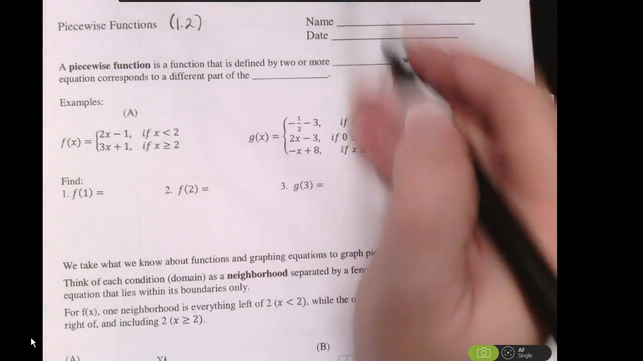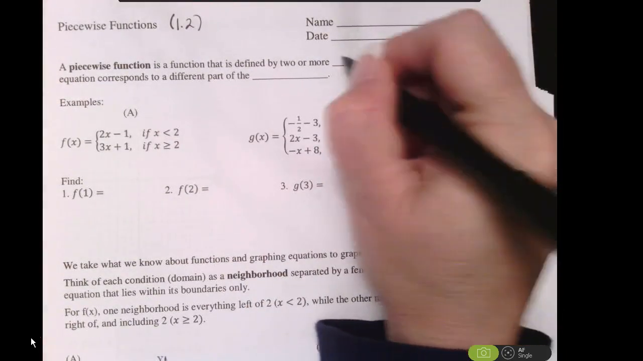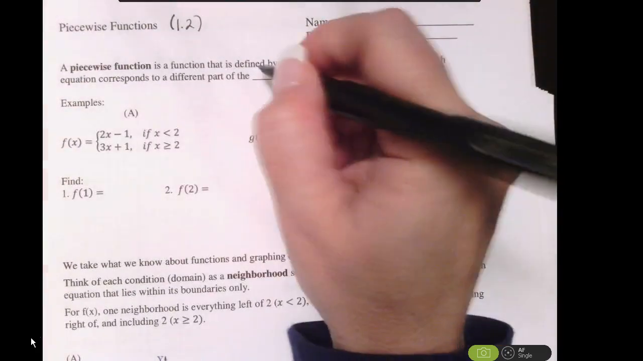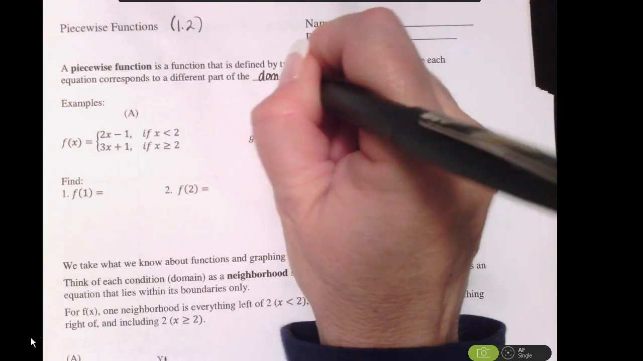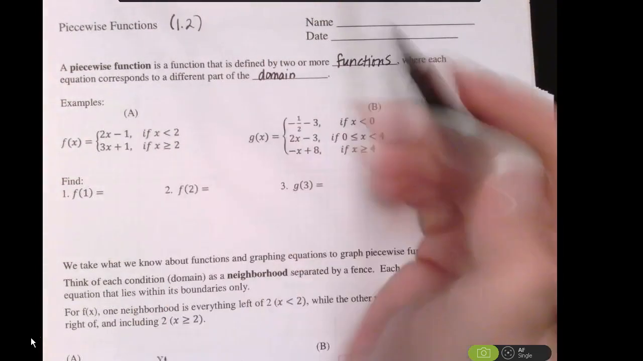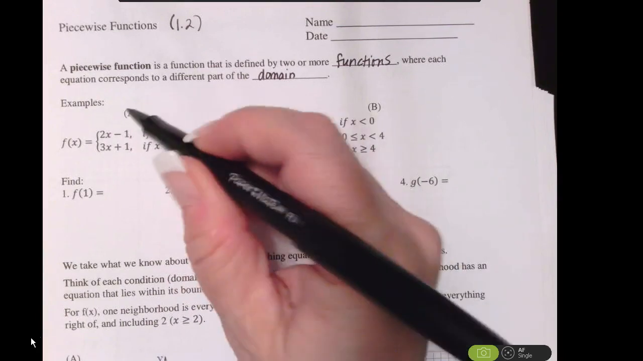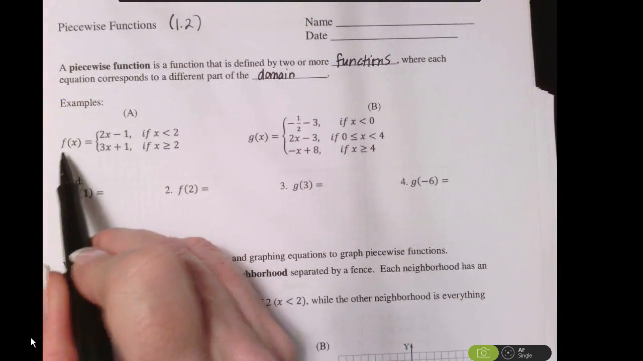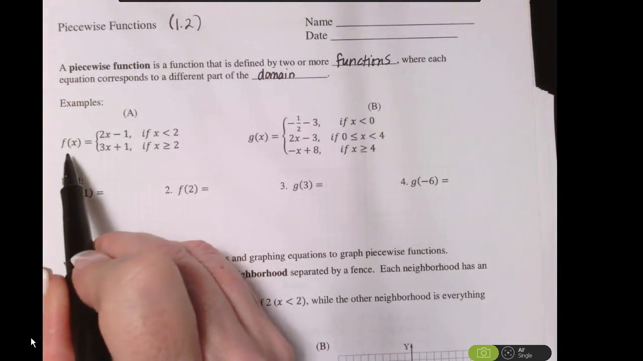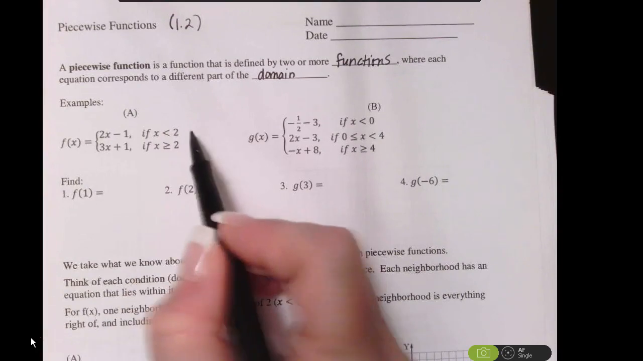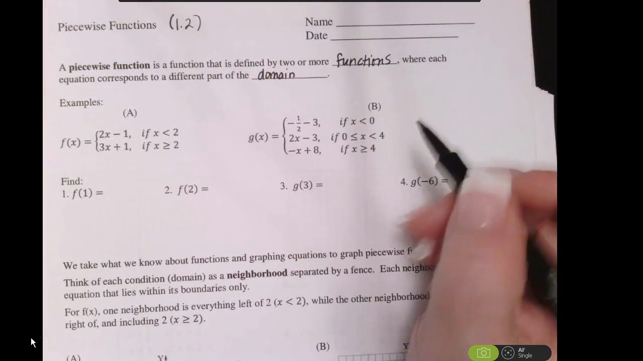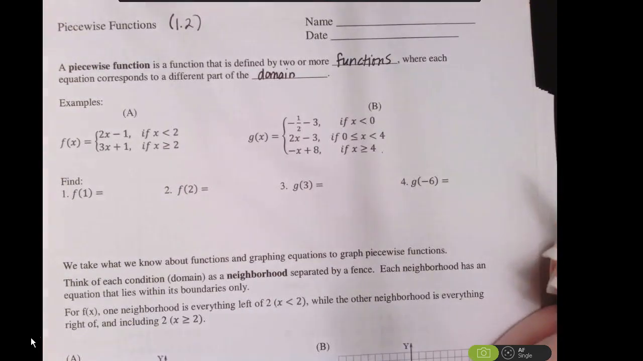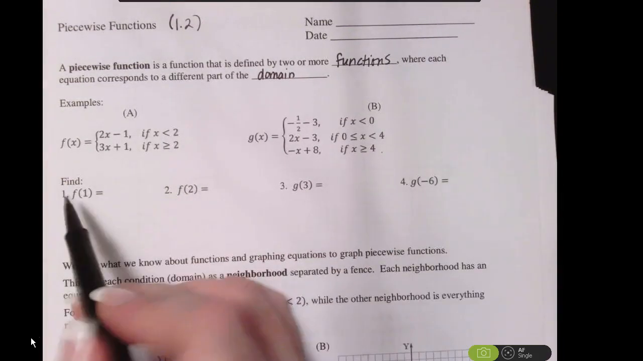A piecewise function is defined by two or more functions where each equation corresponds to a different part of the domain. In my first examples here, I've got two piecewise functions, a and b. Piecewise function a is given by f of x, and we see two sections of the domain listed here. Function b has the domain broken into three different areas.